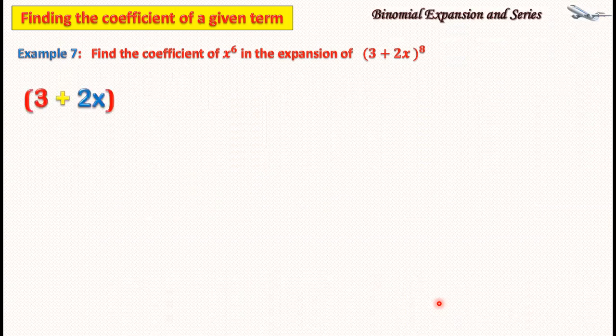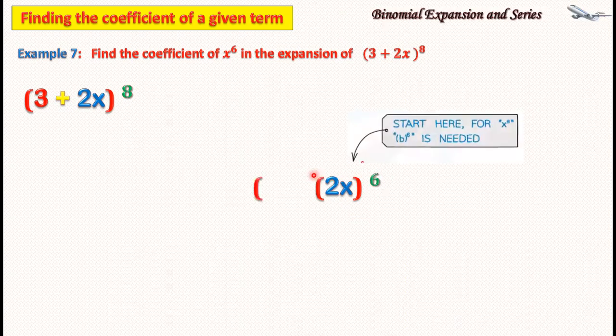So how do we start to answer this type of question? Look at it. We first of all start with this 2x. Since it's just 2x, if I raise this to the power 6, it's going to give me x to the power 6, no matter what I do. Now, the next one should be this term in front, this term 3. If this is 6, then I should have 3 to the power 2, so that the sum of these two powers should be equal to 8.